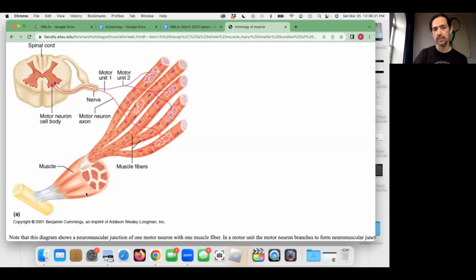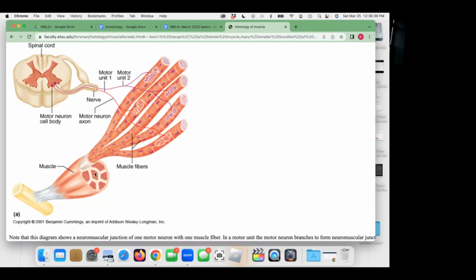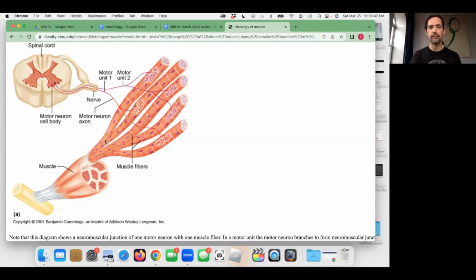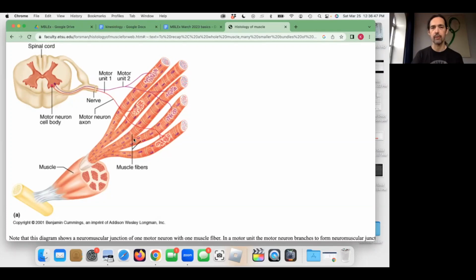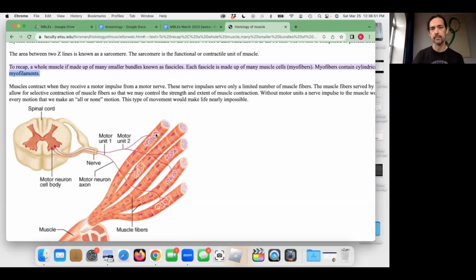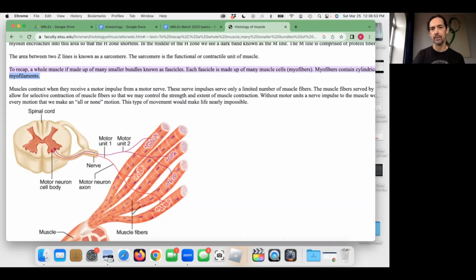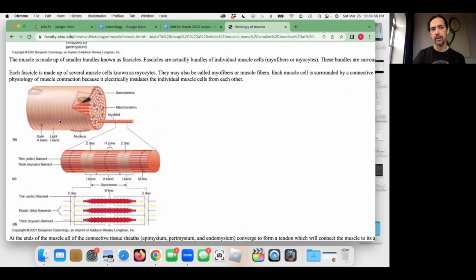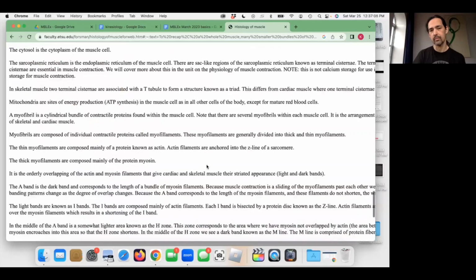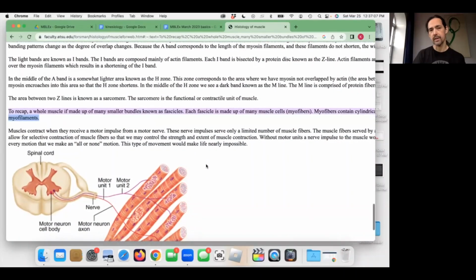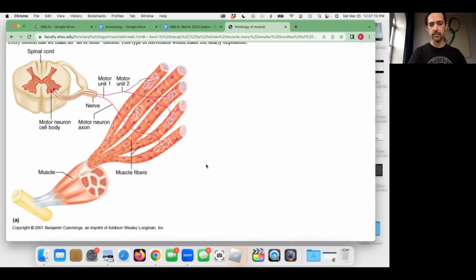So here we have a muscle. Here's a muscle, and this is one fascicle here. So we have 1, 2, 3, 4, 5, 6, 7 fascicles, and inside the fascicle are myofibers, which are muscle cells. And the myofibers, here's a myofiber. The myofiber is made up of myofibrils, and inside the myofibrils are myofilaments.